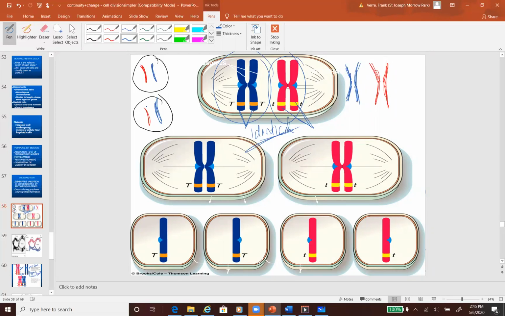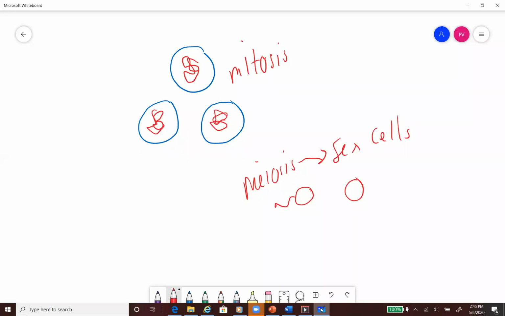So you'll notice that at the end of this, you end up with cells that are not identical. That's one thing, right? You'll see, for example, that if our original cell had two strands, the daughter cells in meiosis only have one. So that's one huge difference in meiosis. One huge difference in meiosis is you have cells with half the DNA. Okay?